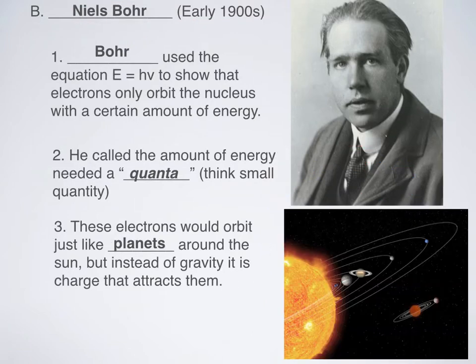So in Bohr's model of the atom, we have electrons that are orbiting just like planets would around the sun. And he needed a term to describe this amount of energy that electrons are allowed to have. He used the term quanta. This is where we get the word quantity. So think, it just really means a small amount of energy.